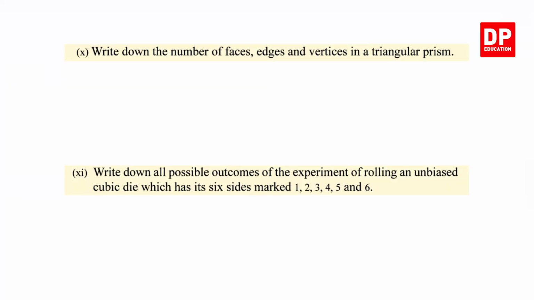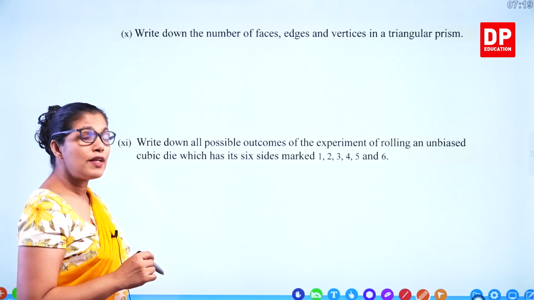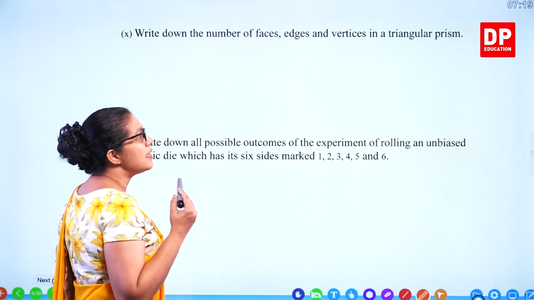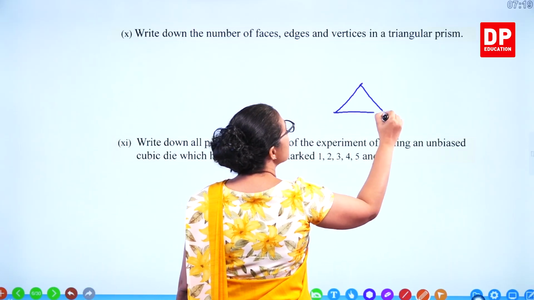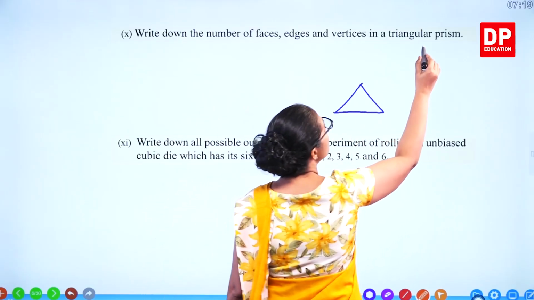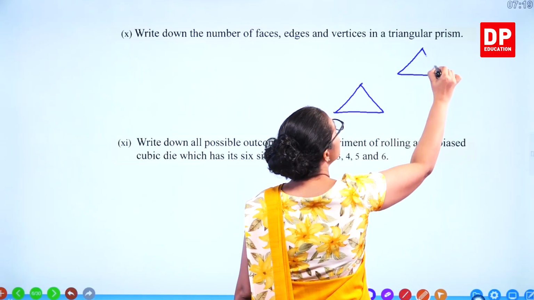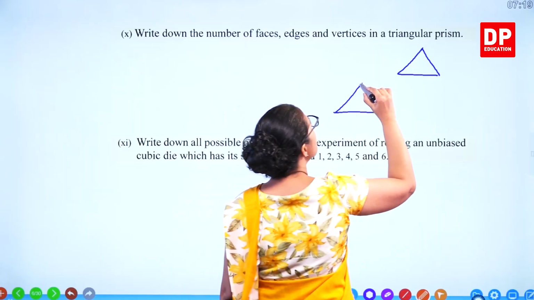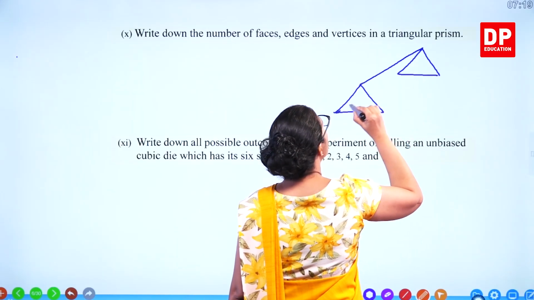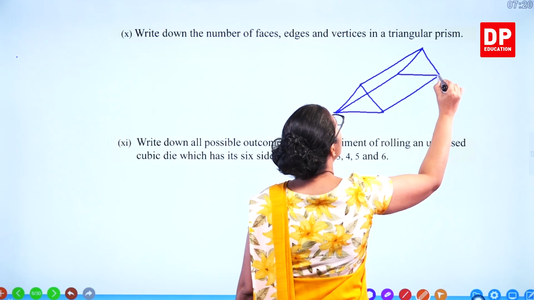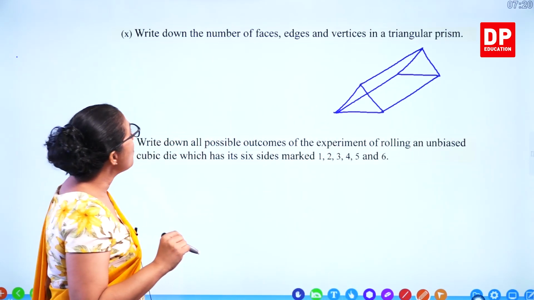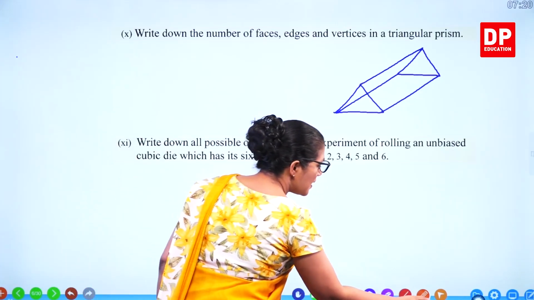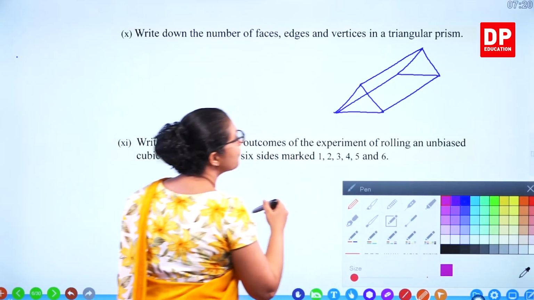Write down the number of faces, edges and vertices in a triangular prism. So we'll try to draw the triangular prism. Triangular prism means the cross section is a triangle. So what we can do, you can draw 2 triangles like this and then connect here to here. So this is a triangular prism. Now we'll find out how many faces, vertices and edges.